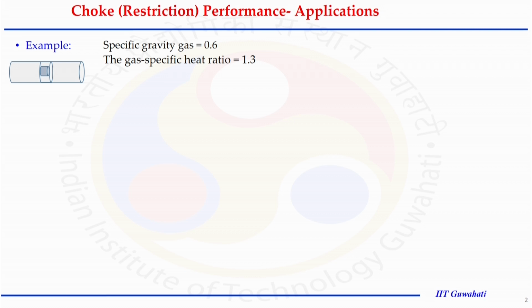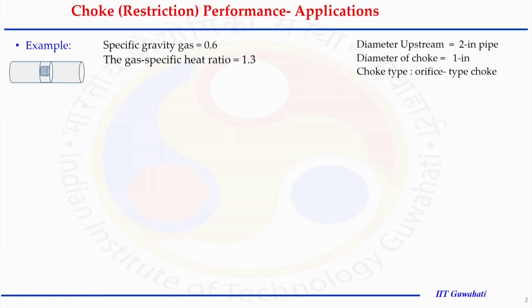The gas information is given to us: the specific gravity of the gas is 0.6, which depends on the composition of the gases, and the specific heat ratio, that is k, sometimes referred to as gamma, is given as 1.3. So, the information on the gaseous composition is given to us. The diameter of the upstream choke is given to us, and it is specified what type of choke device it is: an orifice type choke.